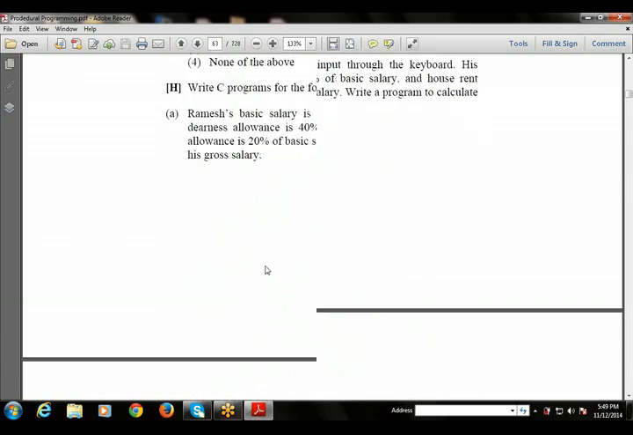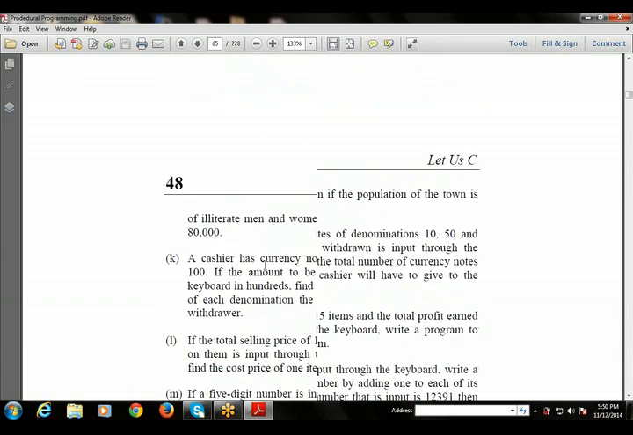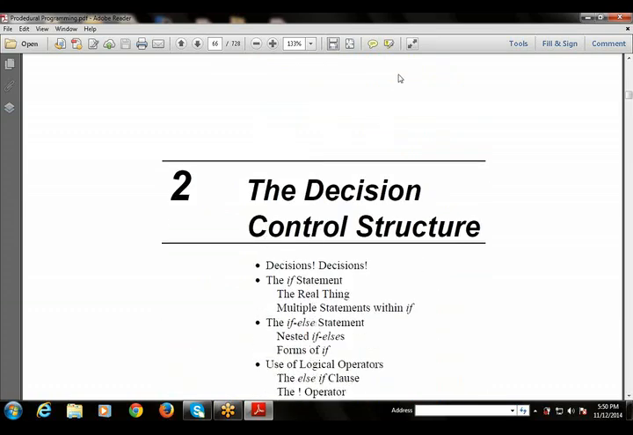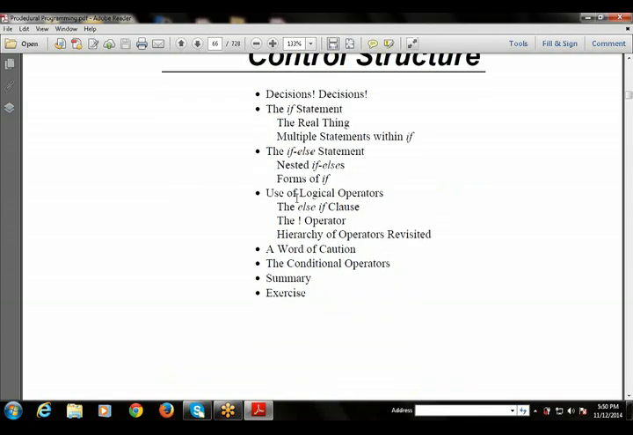I'm going to start with your new chapter, the second chapter, decision control structures. As I told you, there are different control structures. One is decision, one is sequence. So the second chapter is decision control structures, that is how a decision will be taken.